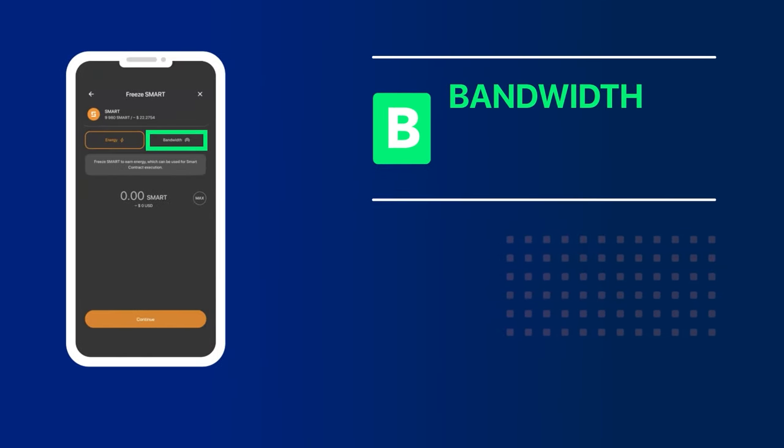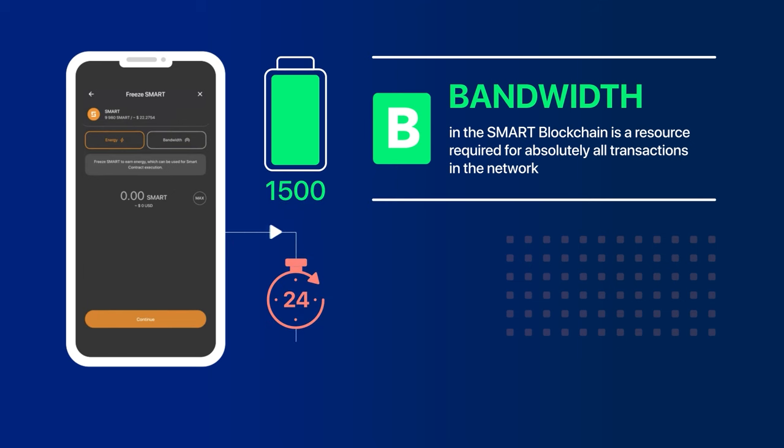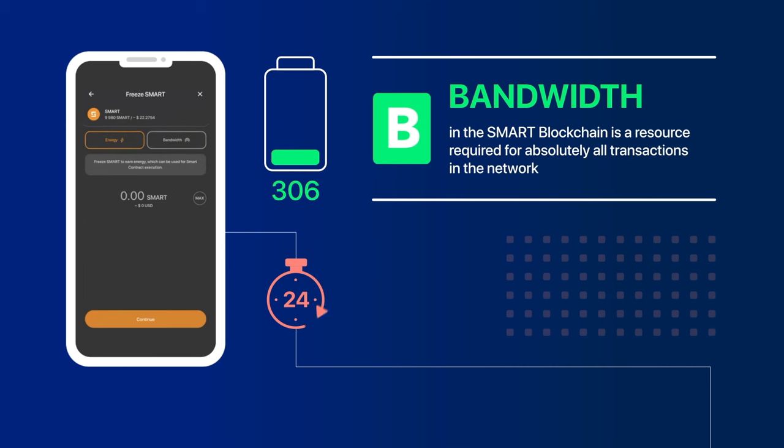Bandwidth in the smart blockchain is a resource required for absolutely all transactions in the network. When paying for transactions with bandwidth, there's no smart fee. In the smart blockchain, each user gets 1,500 units of bandwidth per day, which allows users to make a certain number of free transactions. When you make a transaction, a little bit of your bandwidth is used. Once the available bandwidth is exhausted for new transactions, smart tokens will be charged as a network fee.